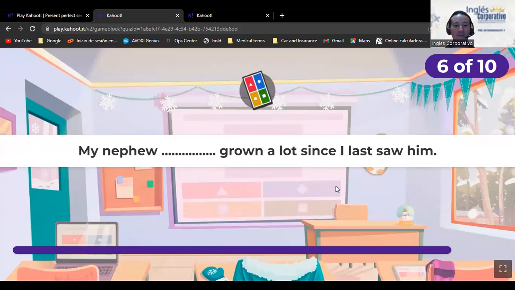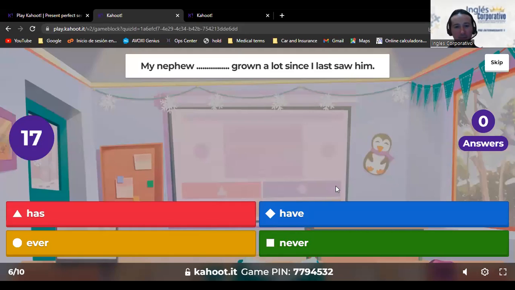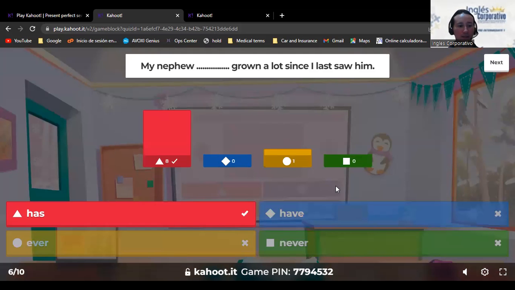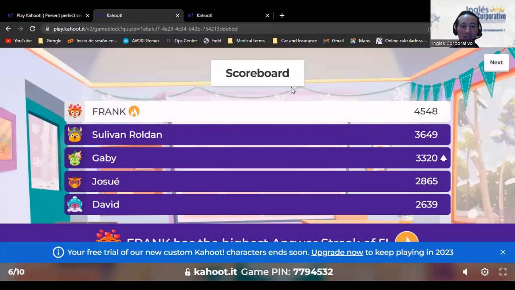My nephew. Okay, excellent. There we go, guys. Very good. Ok, muy bien. Acá estamos hablando de él, ¿verdad? My nephew has. Good. Very good. Let's go, guys. Ahí está.